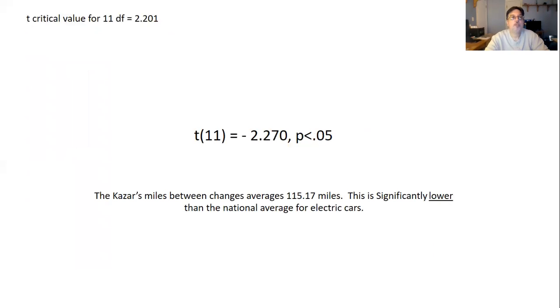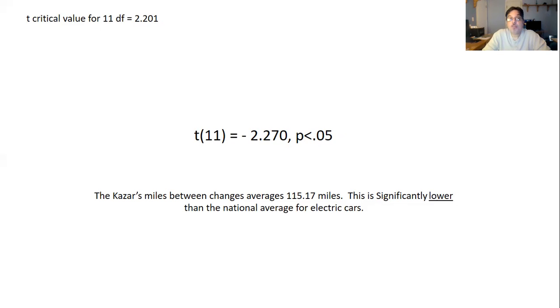Okay, let's go forward. So the T critical value, we had 11 degrees of freedom, so our critical value was 2.201. And our final format: t indicates the test, with 11 degrees of freedom, that's n minus 1, is equal to our calculated value, negative 2.270.